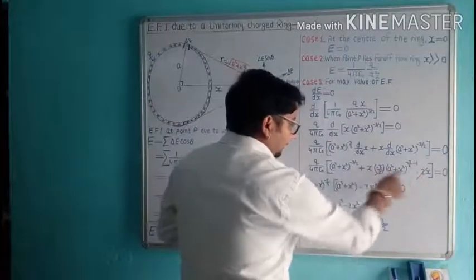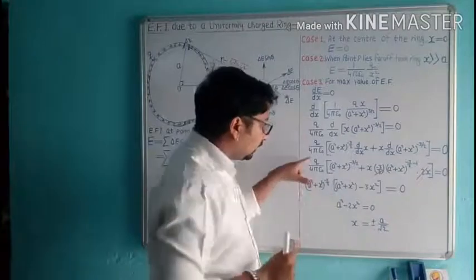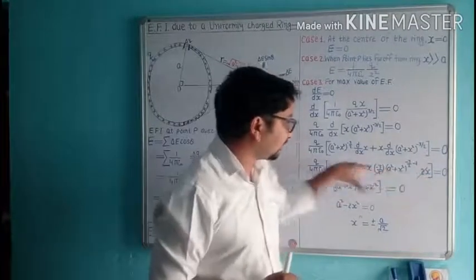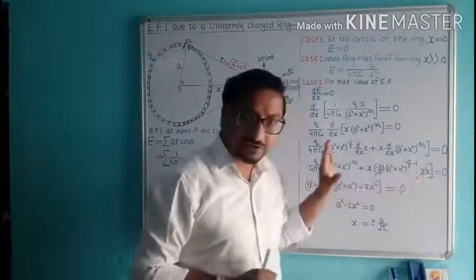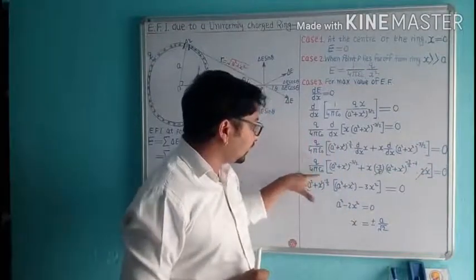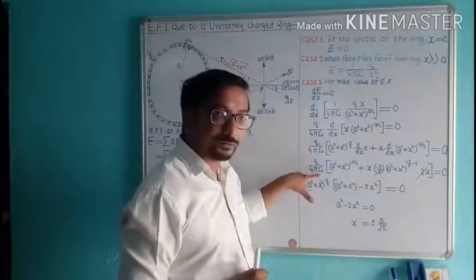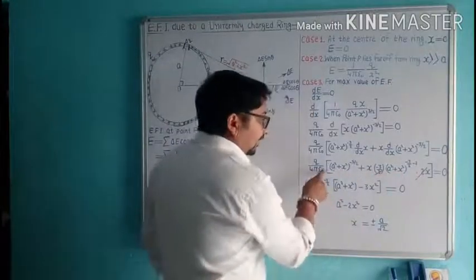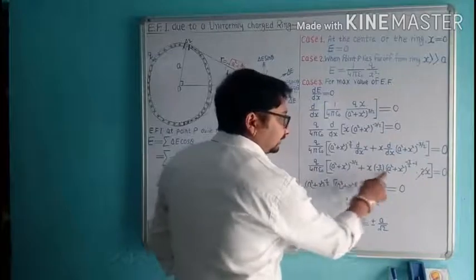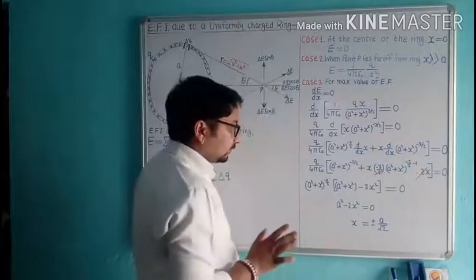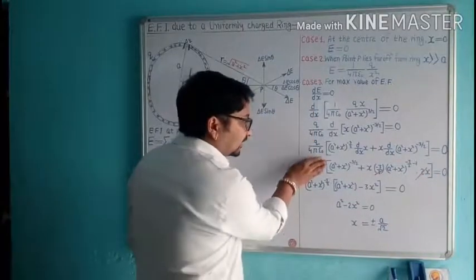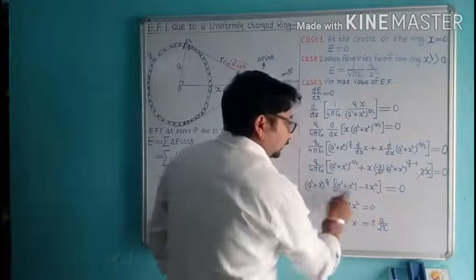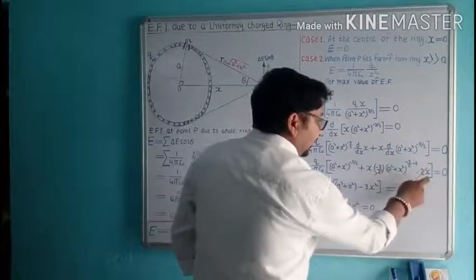Now here, the multiplication of q upon 4 pi epsilon naught and the whole term is 0, but q upon 4 pi epsilon naught is not 0. In this line the multiplication of two things is 0, but we know that this is not 0. That means this term must be 0.